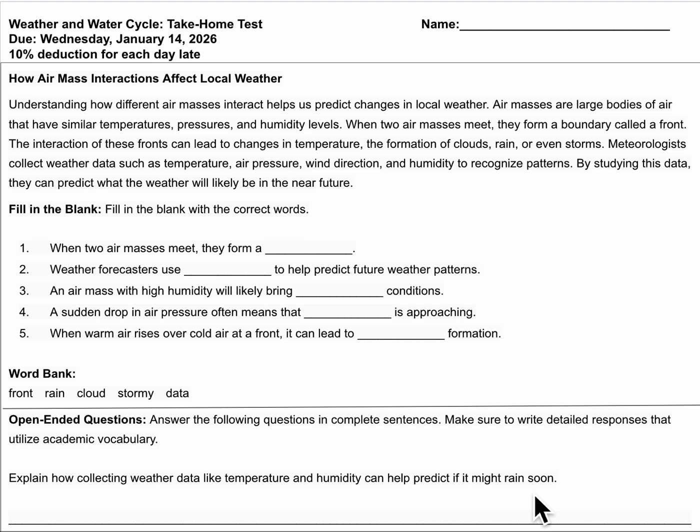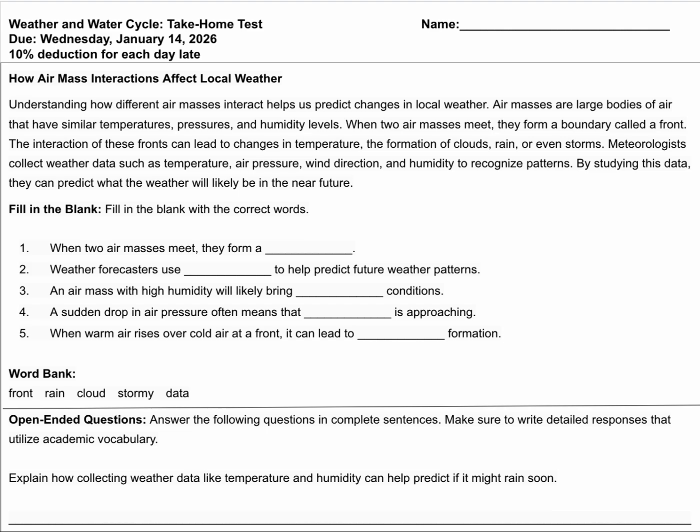How air mass interactions affect local weather. Understanding how different air masses interact helps us predict changes in local weather. Air masses are large bodies of air that have similar temperatures, pressures, and humidity levels. When two air masses meet, they form a boundary called a front. The interactions of these fronts can lead to changes in temperature, the formation of clouds, rain, or even storms.